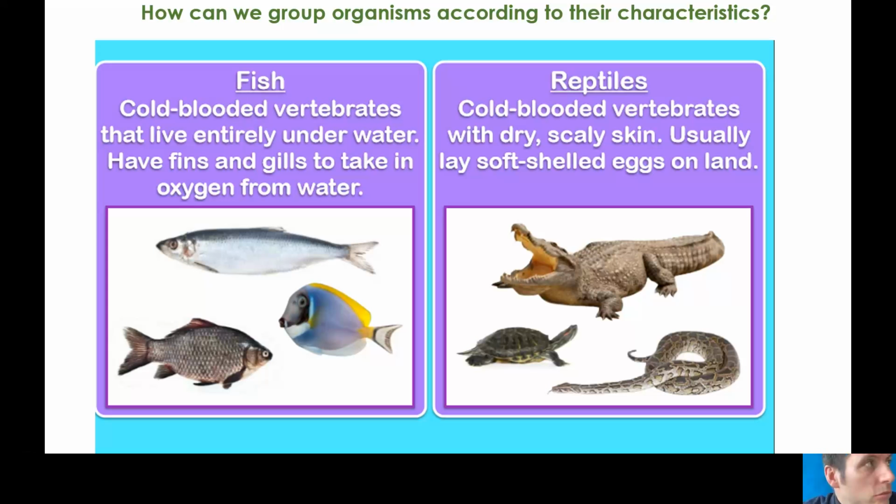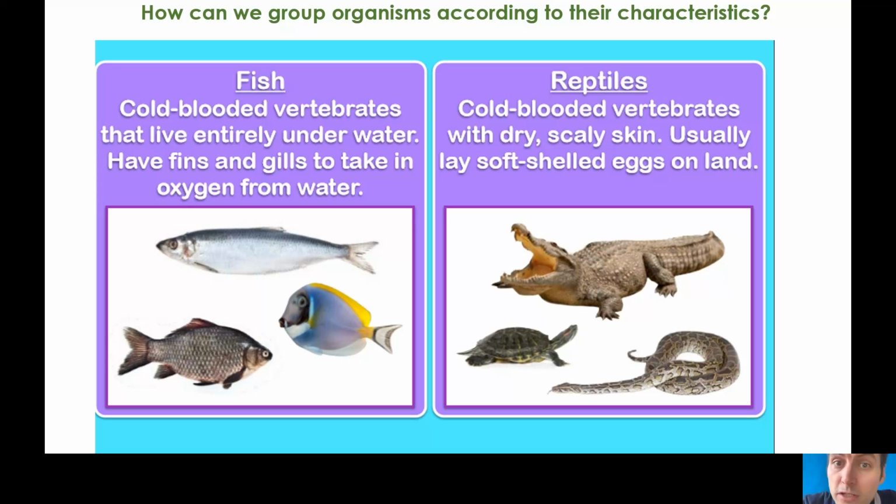Now here we've got some more animals, so neither of these are plants. We've got fish, which are cold-blooded. These are both groups of vertebrates. Cold-blooded vertebrates that live entirely underwater. They've got fins and gills to take in oxygen from water. Okay, so they take their oxygen from the water. They don't need to go outside of it.